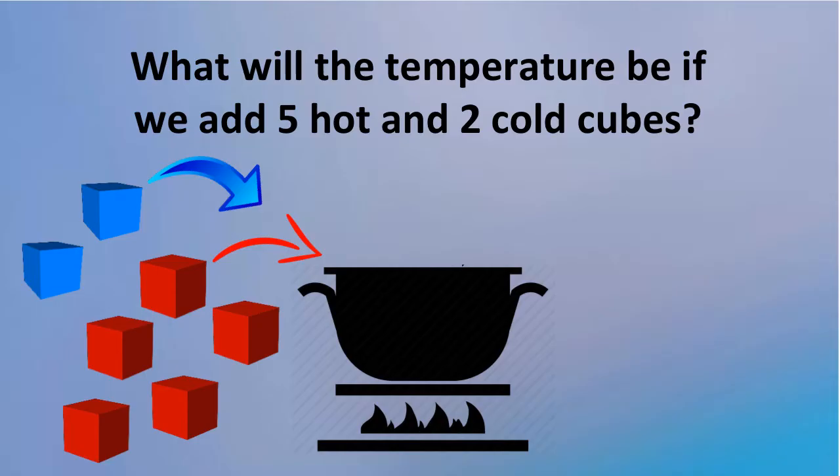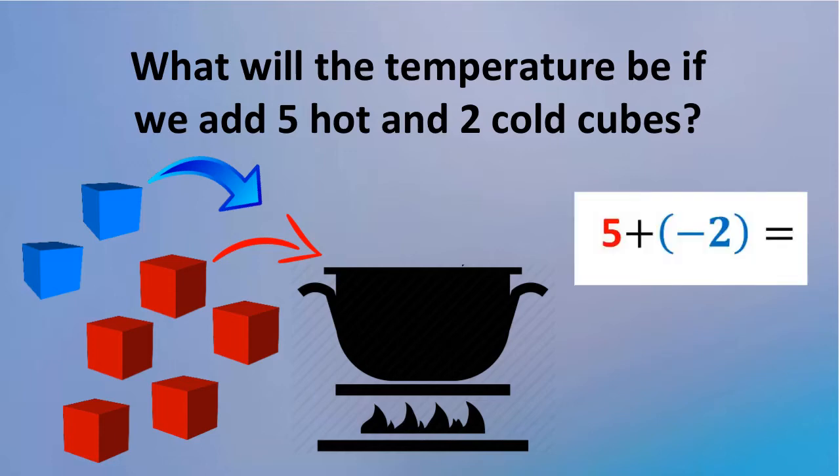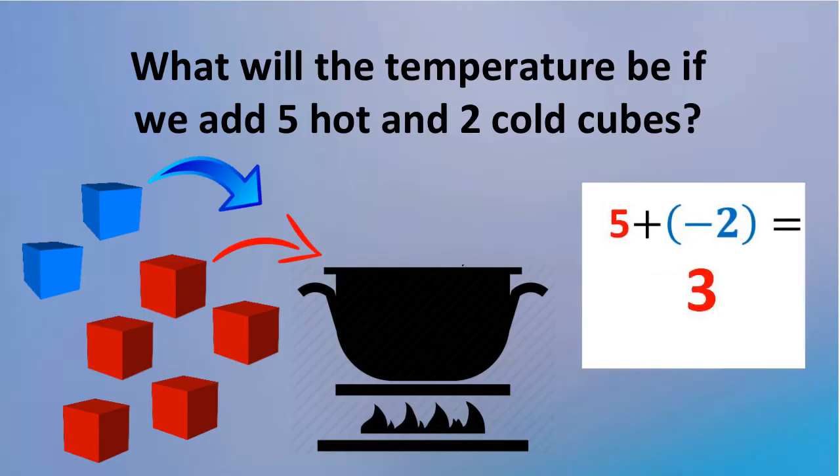All right, here's my next scenario. I want to add 5 hot and 2 cold cubes to my soup. So here's what that looks like as an equation. 5 hot are positive numbers and 2 cold are negative numbers. So what is the temperature if I increase 5 degrees but then add negative 2 for the cold cubes? Use a number line to help you if you need. My temperature will be positive 3 degrees. I have added more hot cubes than cold cubes, so my soup is still hot. 1 blue pairs with 1 red to cancel out, leaving me with 3 red cubes. Positive 3.